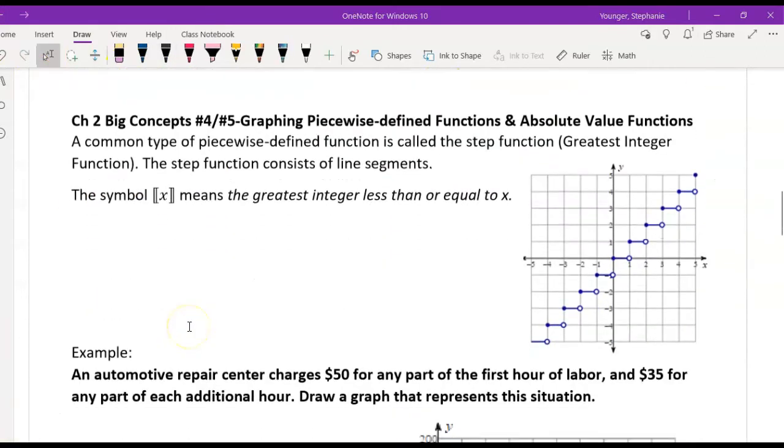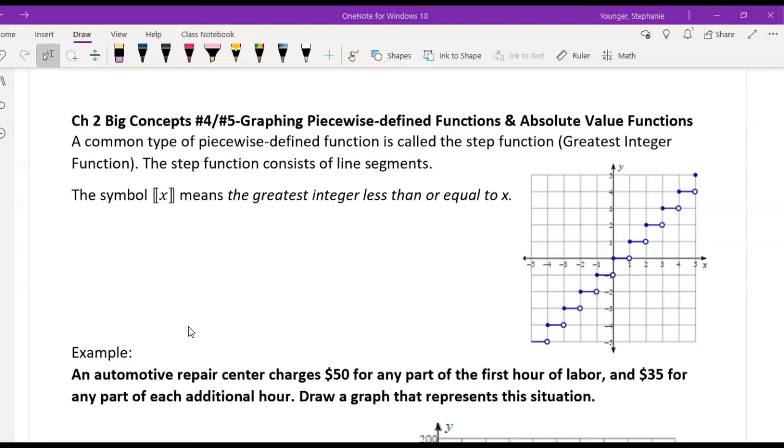All right, so the next part we're going to talk about is those piecewise defined functions. A common type of piecewise defined function is called the step function, or otherwise known as the greatest integer function. And that's just a function that consists of line segments. So here is a step function. It kind of looks like a staircase. And the symbol here means the greatest integer.